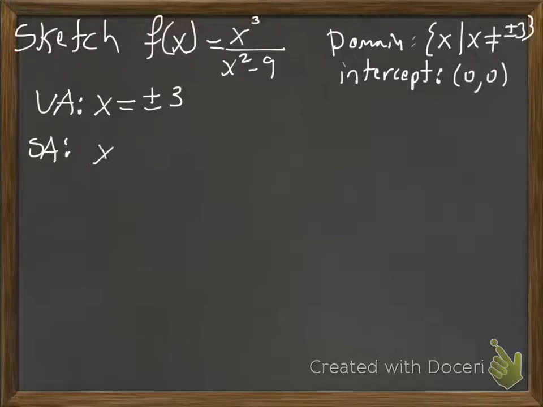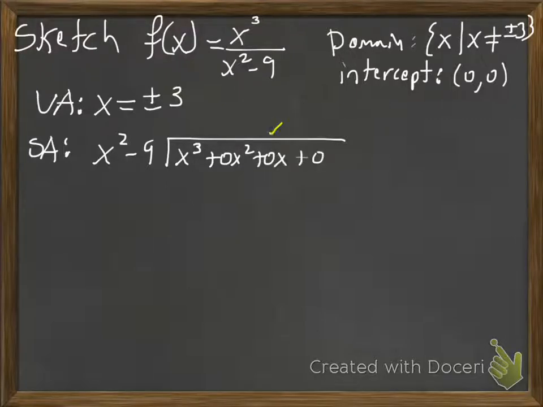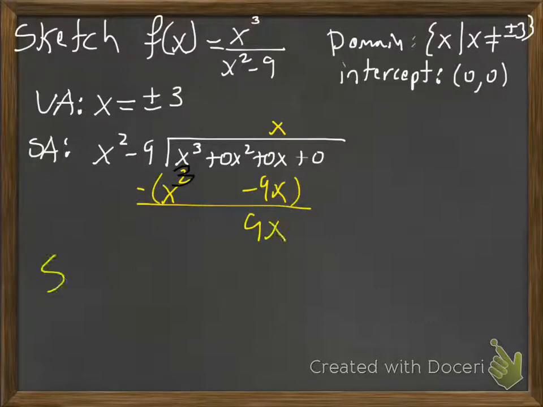We do have a slant asymptote because the numerator's degree is 1 greater than the degree of the denominator. Because x squared minus 9 is not linear, we have to use good old long division, and that's supposed to be a cube here. And our quotient, we don't care about the remainder, our quotient is going to be our slant, because the rest of it's going to go to 0. So our slant asymptote in this case is y equals x.